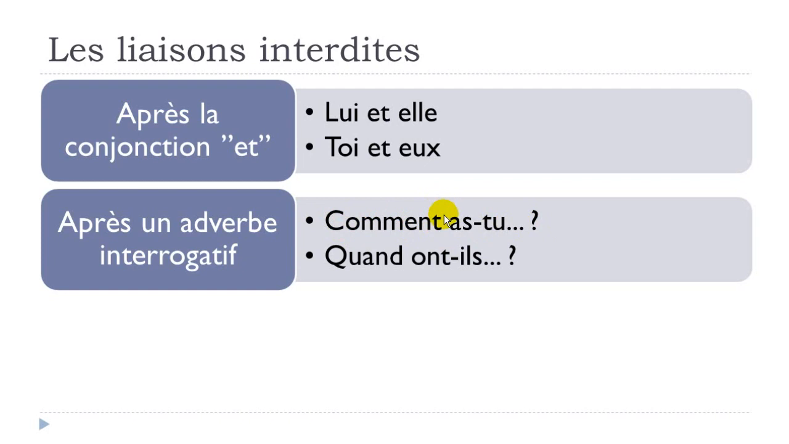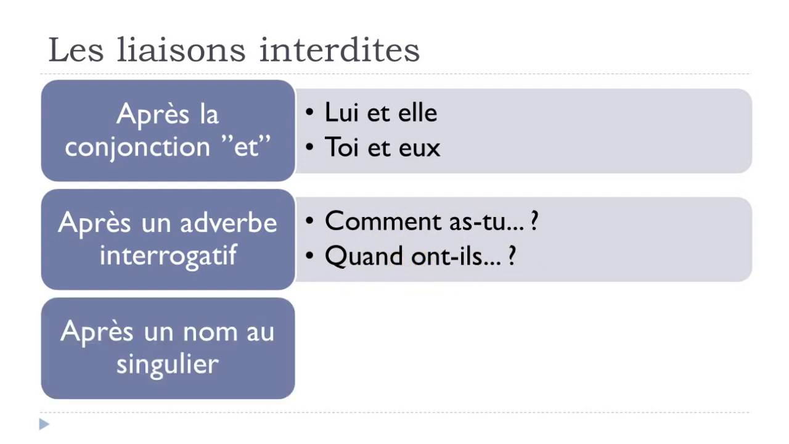No, nothing here. Comment as-tu? All right, exactly the same thing here. Quand, when, and then ont-ils. Here you've got this little thing. Quand ont-ils? All right, so you don't make a liaison here between the two. Okay, it was the second rule.